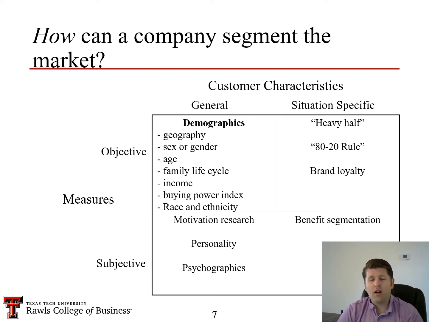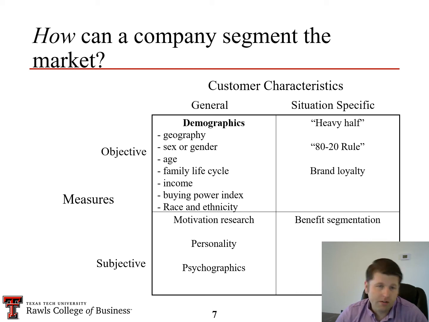Heavy half is where over 50% of customers purchase more than the median amount. So the heavy half accounts for 80 to 90% of your total purchases. So 50% of customers purchase more than that median amount of your product. Now the 80-20 rule is 80% of companies' revenues is generated by 20% of its customers.